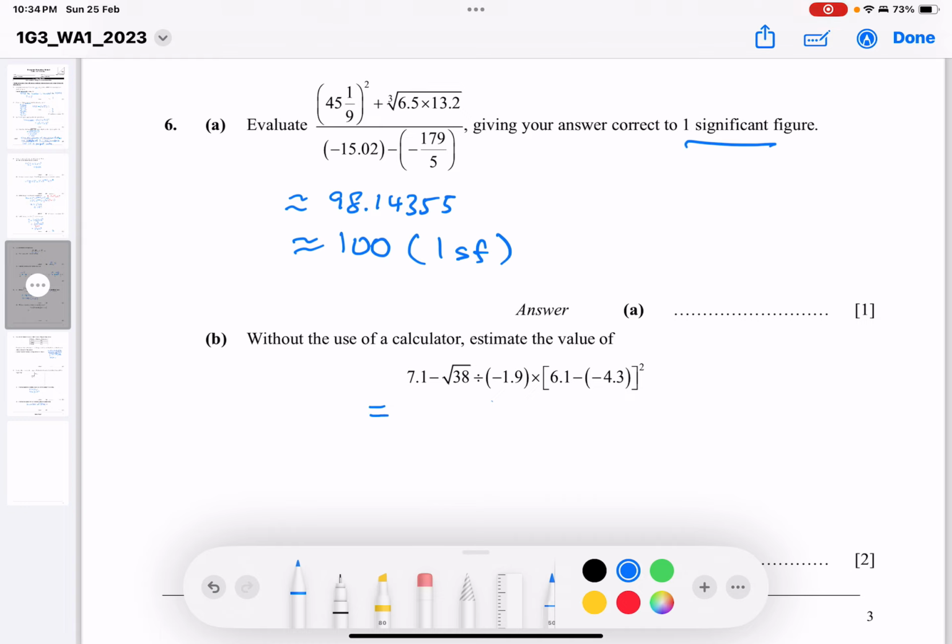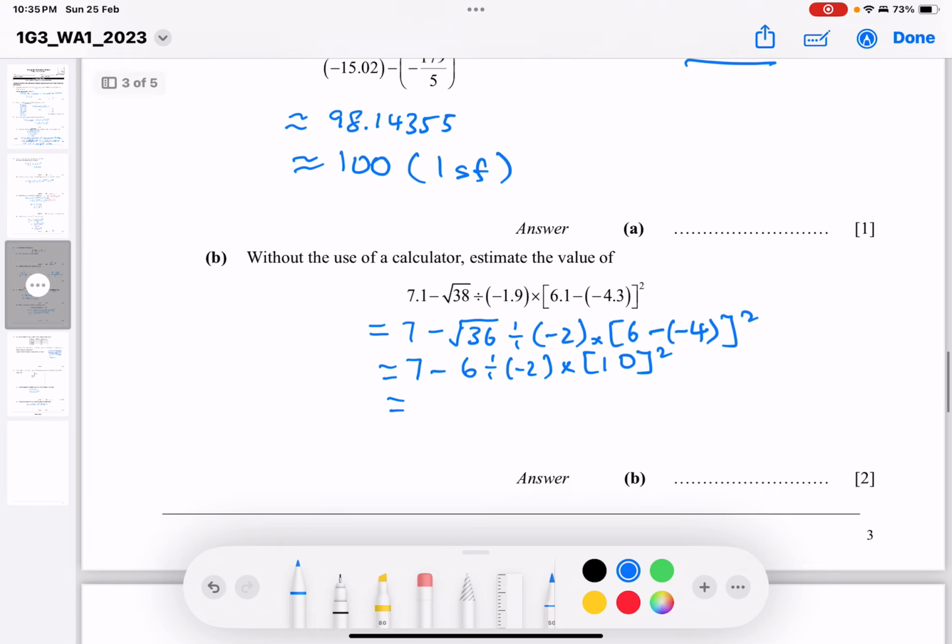So we find the nearest whole number for here, 7, and for the root, the nearest root that we can take is root 36. Nearest number multiplied by nearest number is 6 minus negative 4, and square. Okay, we need to do the square root first. The square root of 36 is 6, divided by negative 2, multiplied by 6 minus minus is plus, 4 is 10, 10 squared.